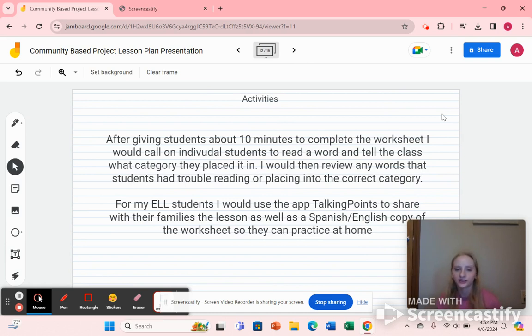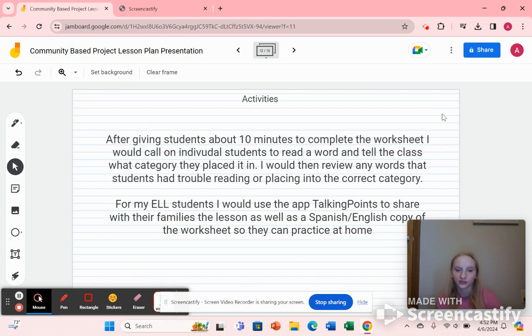After giving students about 10 minutes to complete the worksheet, I will call on individual students to read a word that they saw on the worksheet and have them tell the class what category they placed it in. I would then review any words that students had trouble either reading or placing into the correct category, and make sure that everyone knows which words go in which category based on the sound they make.